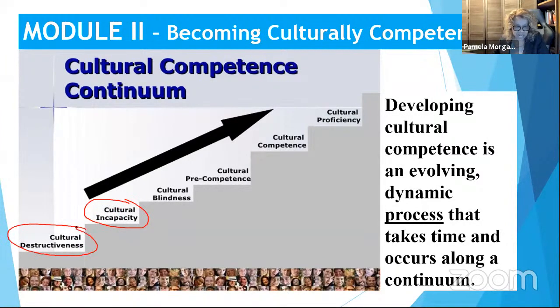And so then incapacity, when we talked about cultural destructiveness, and now looking at moving a little bit further along at cultural incapacity, where we see the need for cultural competency and realize that we do not have the capacity. We have not accessed the resources and the readiness to have the capacity to be culturally competent.